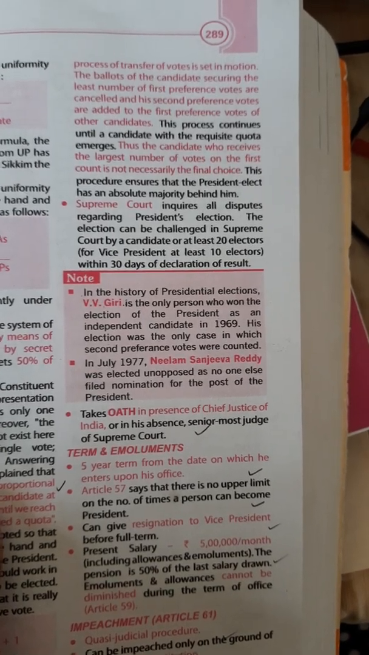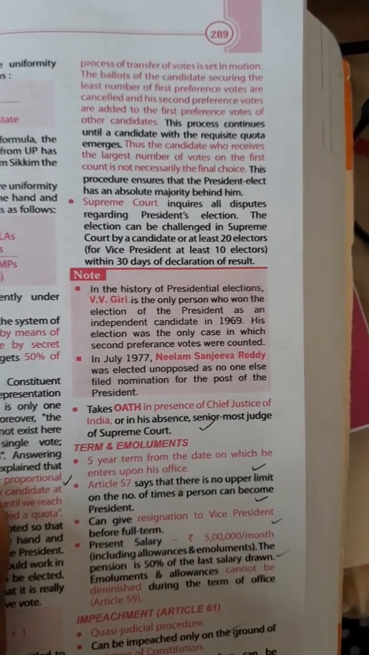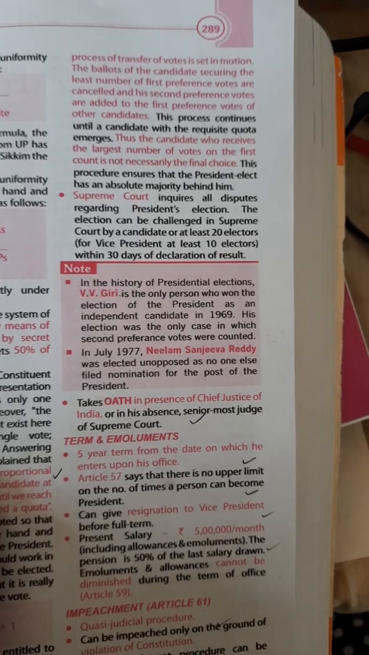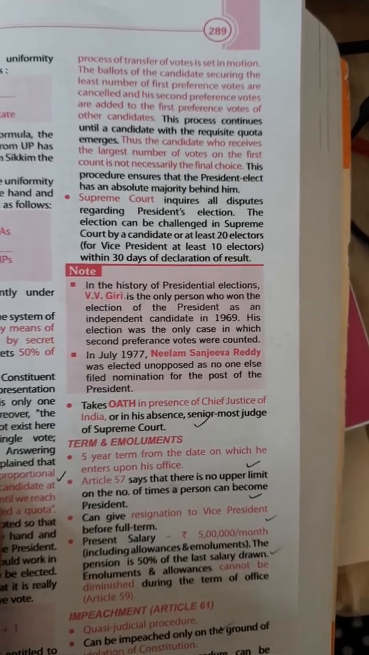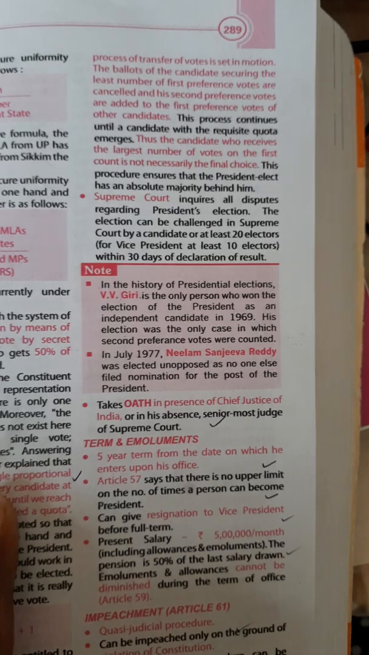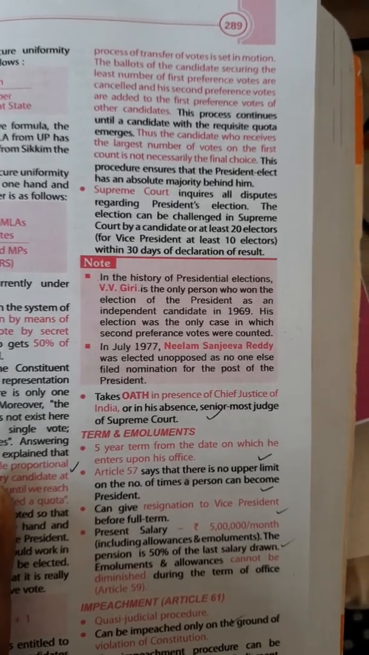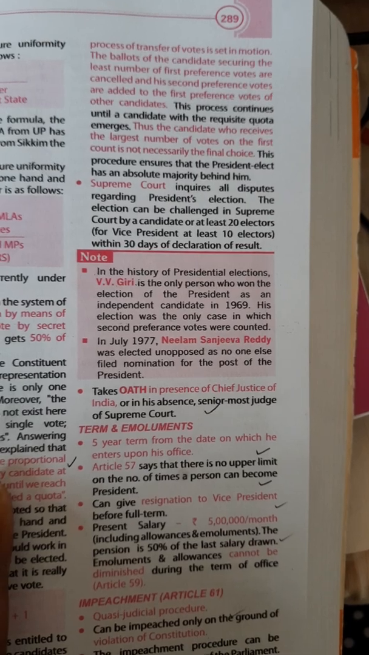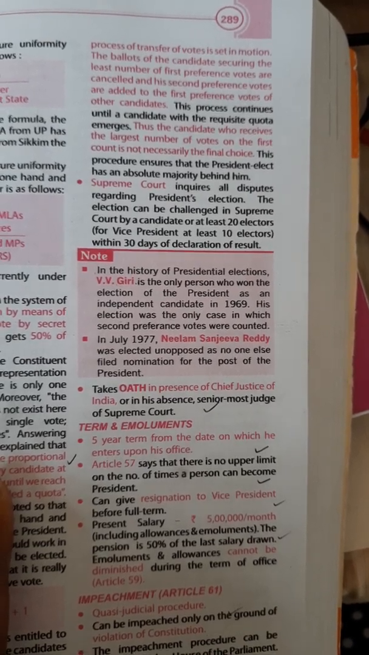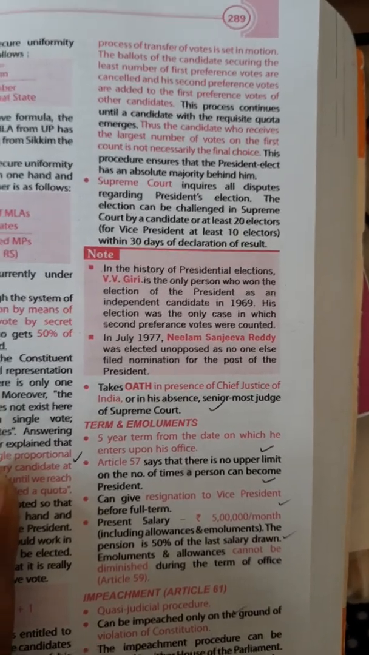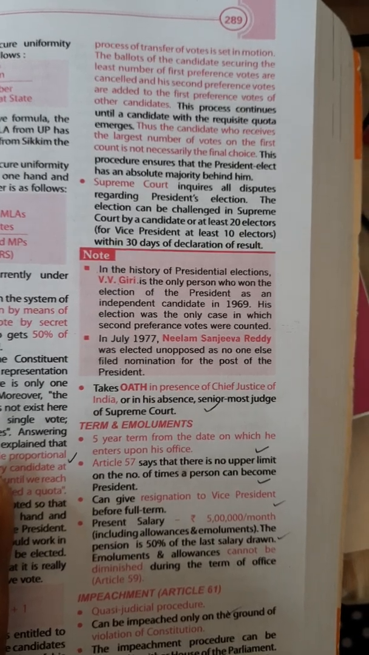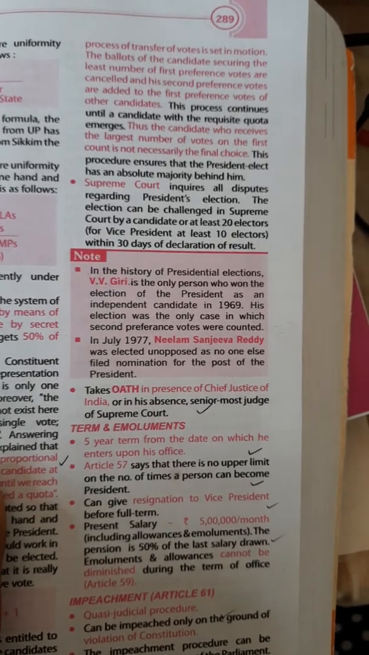Thus, the candidate who receives the largest number of votes on the first count is not necessarily the final choice. This procedure ensures that the president-elect has an absolute majority behind him. Supreme Court inquires all disputes regarding president election. The election can be challenged in Supreme Court by a candidate or at least 20 electors. For vice president, at least 10 electors within 30 days of declaration of result.